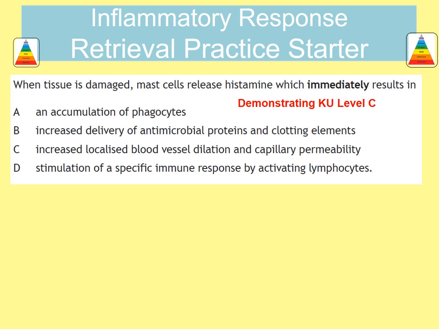Here we have an assessment standard question based on our last PowerPoint, which was looking at the inflammatory response. Multiple choice demonstrating your knowledge set to level C. When tissue is damaged, mast cells release histamine, which immediately results in which of the following, A, B, C, or D?